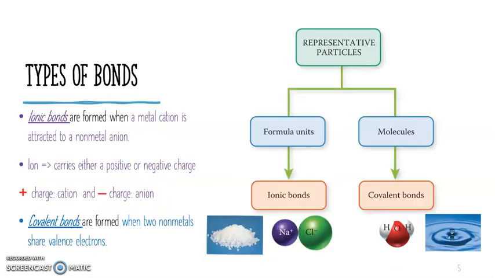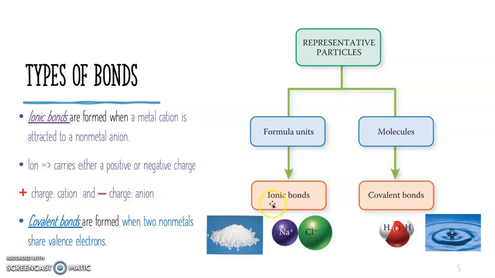There are two types of chemical bonds, the ionic bonds and the covalent bonds. Ionic bonds are formed when a metal cation is attracted to a non-metal anion. In the previous chapter, you learned about ions. An ion carries either a positive or a negative charge. A positive charge we call a cation, and a negative charge we call an anion.